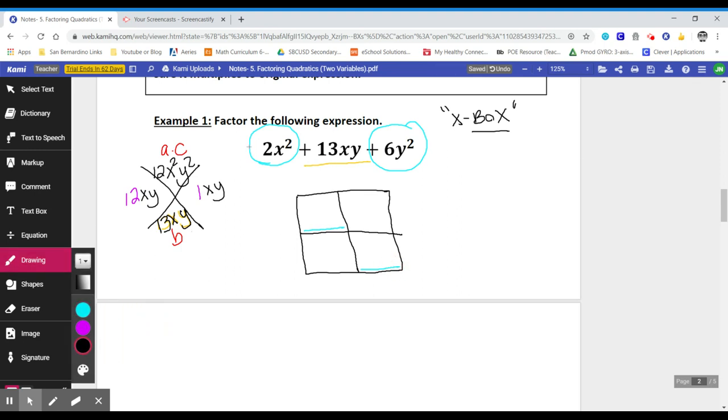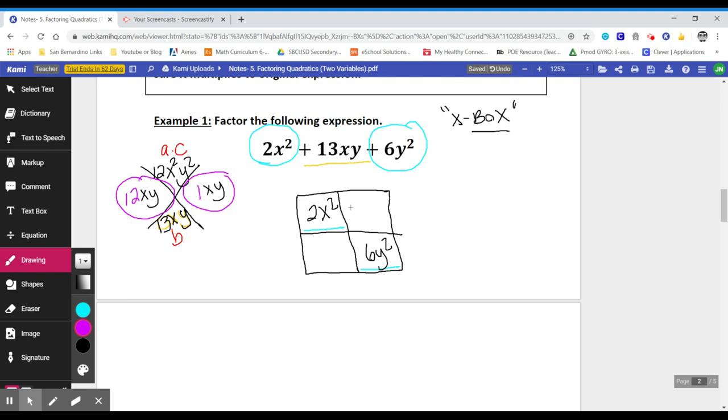So all that means is that on the first space, we're going to have 2x squared, which is the first term in my original problem. On the last bottom right corner, I'm going to have 6y squared, which is the very last term of my original problem. But then on the diagonal, I'm going to put the answers that I just got from the big X. So it doesn't matter where you put which one, order doesn't matter. You can put the 1xy here or here, it doesn't make a difference. I'm going to go ahead and just go in order.